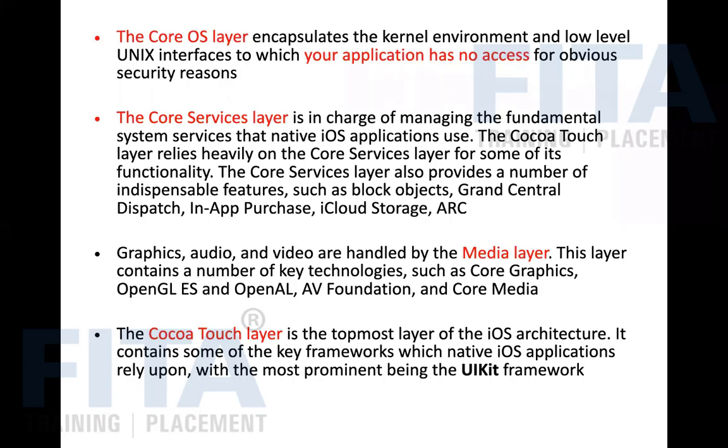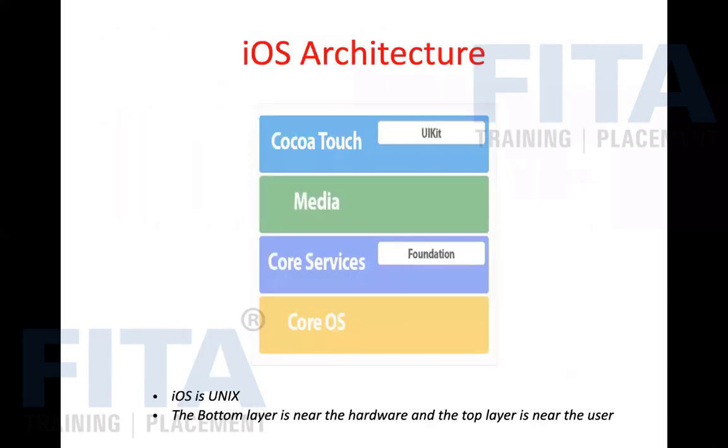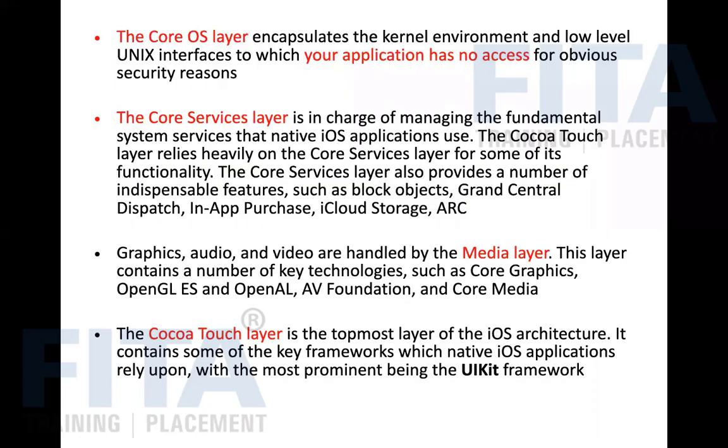And the third layer is the Media layer. It is very simple, as I told you: Core Graphics, audio, video, all those things come under the Media layer. And the topmost layer is the Cocoa Touch layer. It comprises all the UIKit, UI objects like buttons, labels, and whatever the end user is interacting with, right? So that comes under the Cocoa Touch layer.